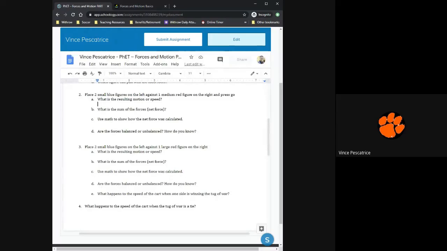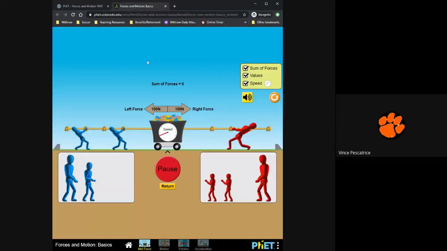All right, so then what is the sum of the forces? All right, so the sum of the forces is right here. Very good, Gianni. It is because they balance each other out. You're ahead of the game. Good work. So the sum of the forces is 0.